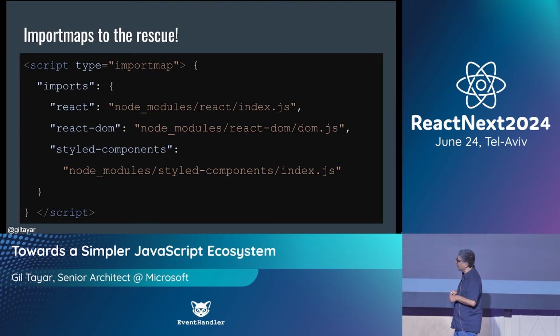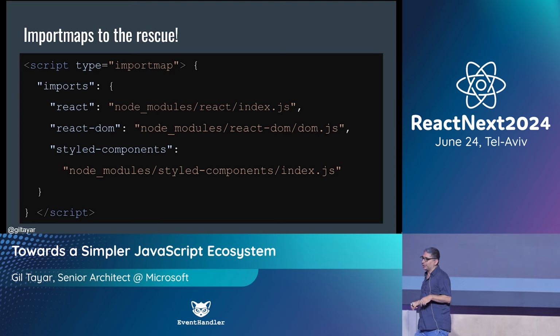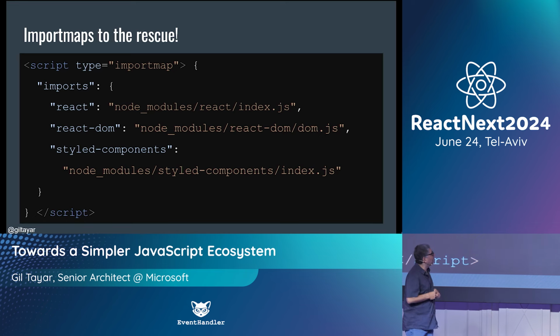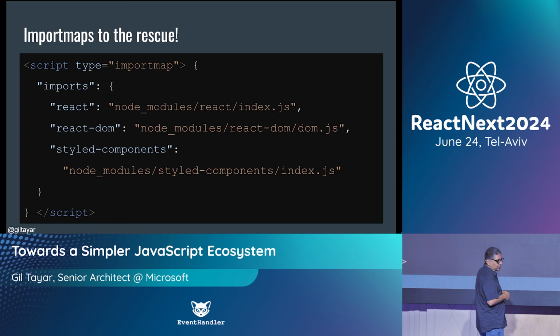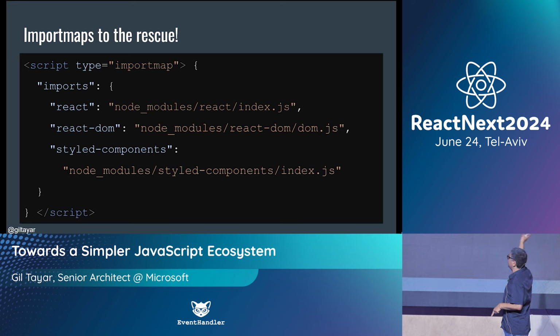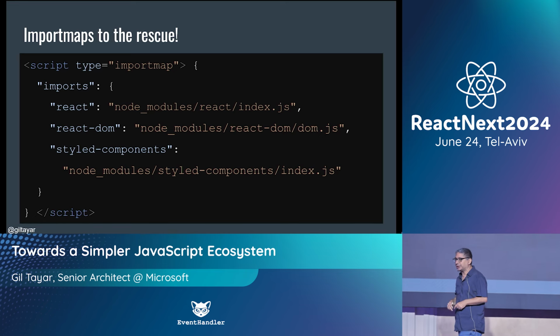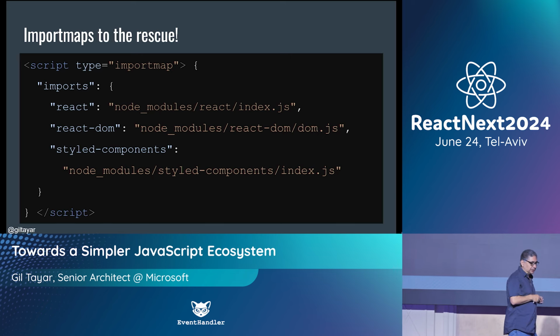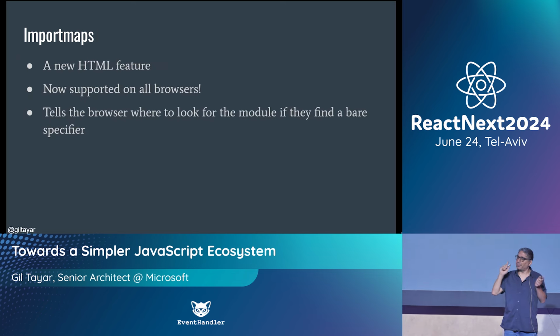So what do we do? We use, it was new when I first wrote this talk, a new technology called import maps. You do a script type equals importmap, and you specify what the bare specifiers mean. You say React is node_modules/react/index. React DOM is this, and you specify all your packages, and boom, now your browser understands bare specifiers.